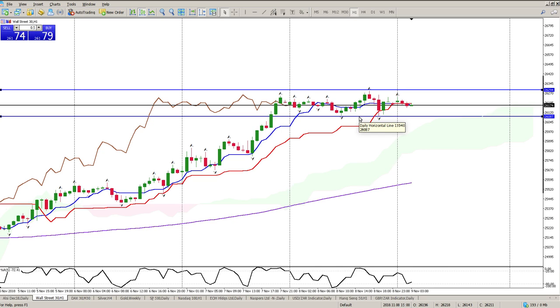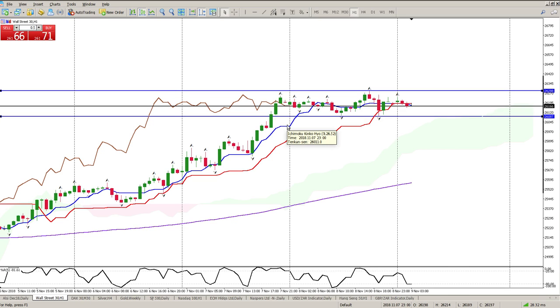So the levels you need to watch for are 26087 and 26290. To the upside, 26290, the long is on, and 26087, the short is on. So that's my view on the Dow today.